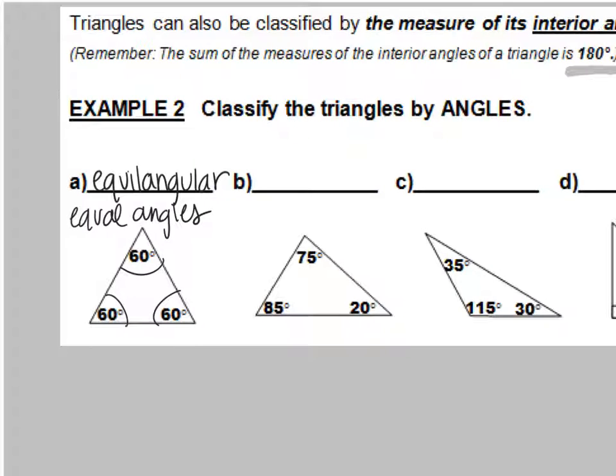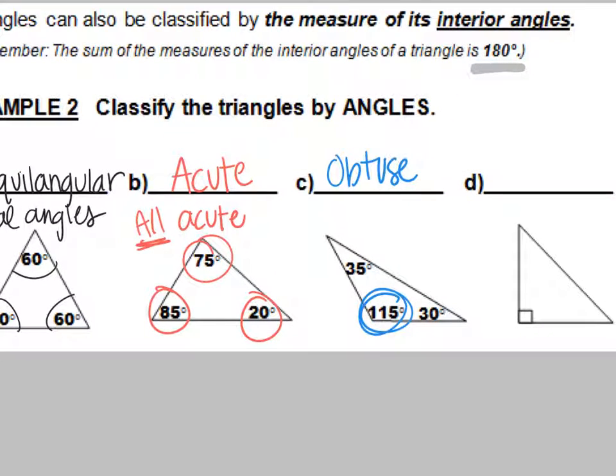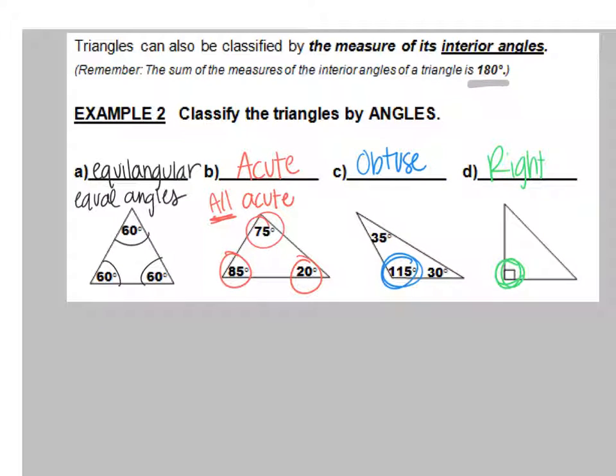If all of my angles are acute, then it is an acute triangle, but all of them have to be acute. If I have one that is obtuse, then it is an obtuse triangle. If I have one that is right, then it is a right triangle. So your options are equiangular because they're all equal, acute because they're all acute, obtuse because one is obtuse, and right because one is right.